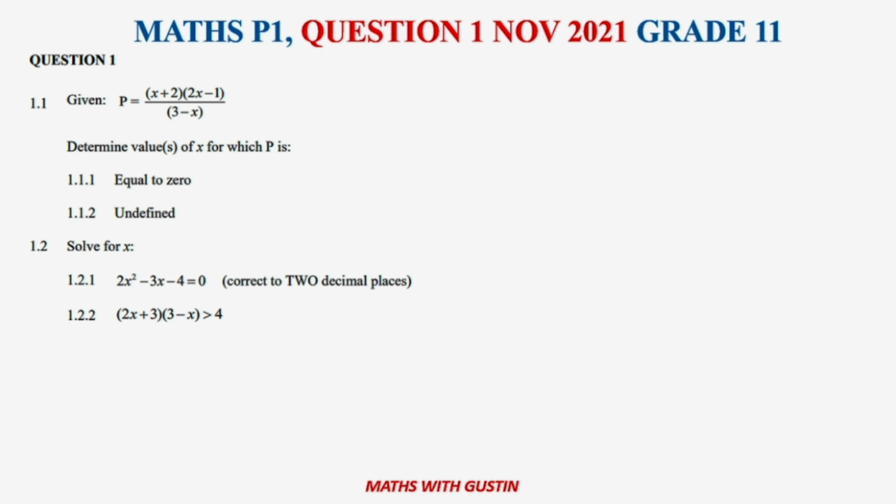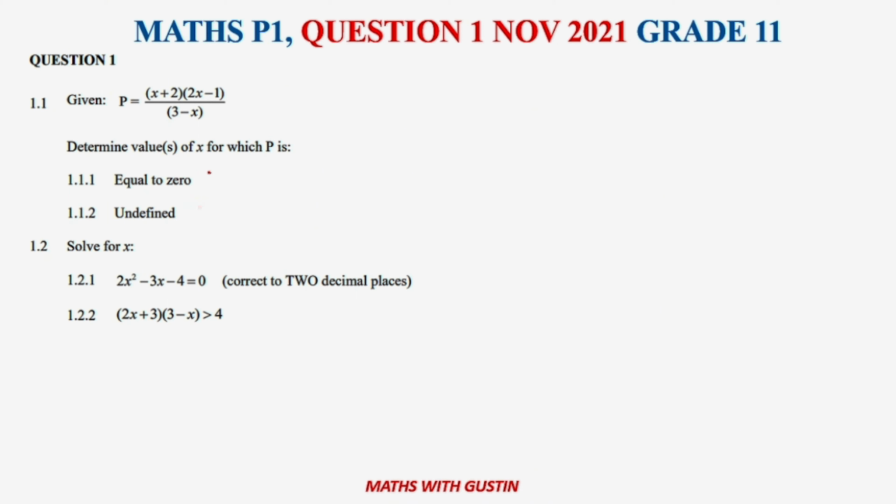All right, now let's have a look at question 1. We are going to be doing question 1 from 1.1 up until 1.4. We are given an expression there: p is equal to (x plus 2)(2x minus 1) all over 3 minus x. They said determine the values of x for which p is equal to 0.